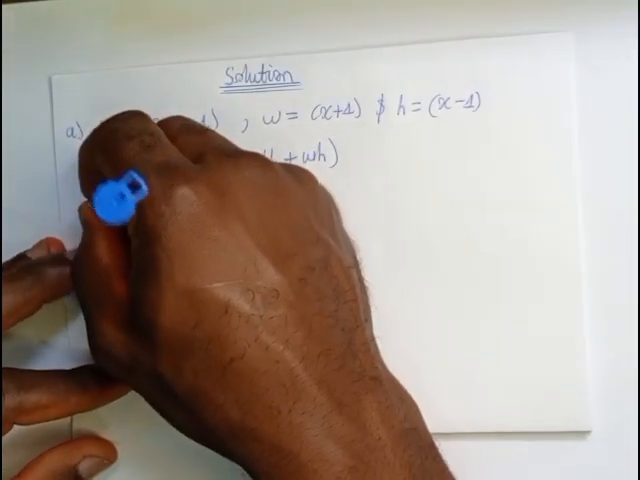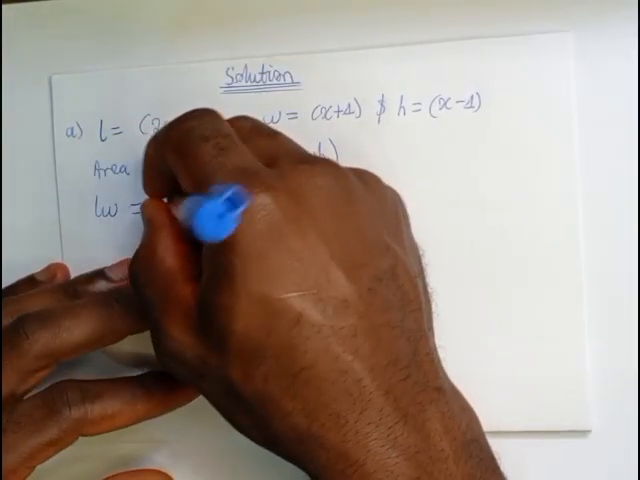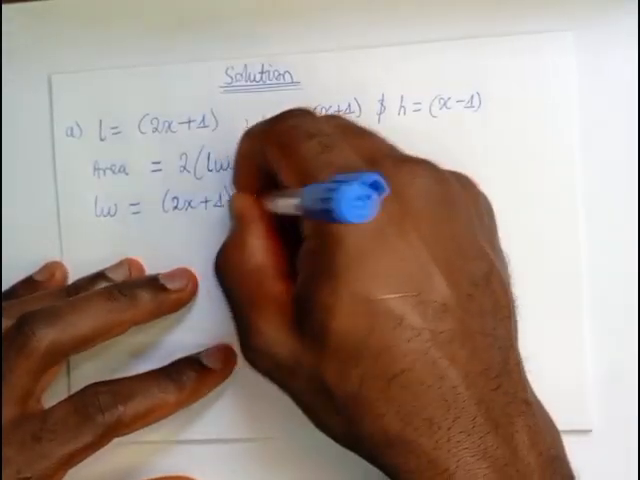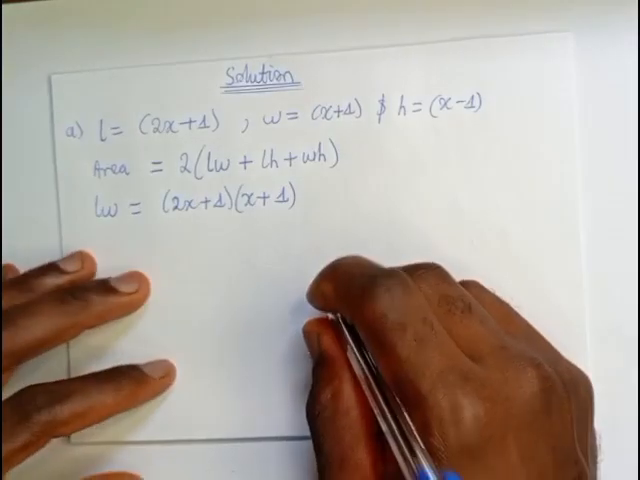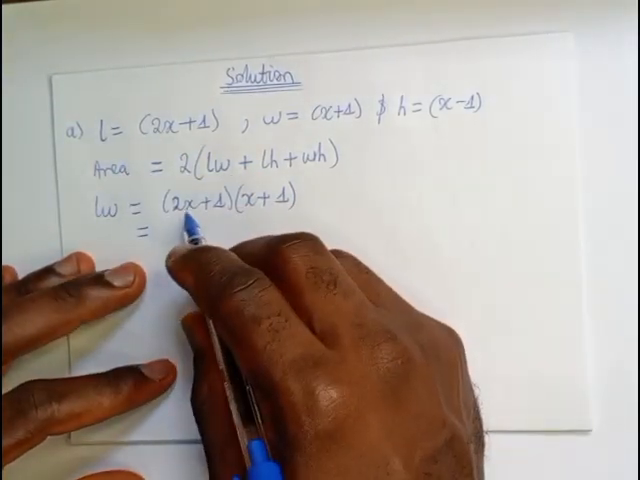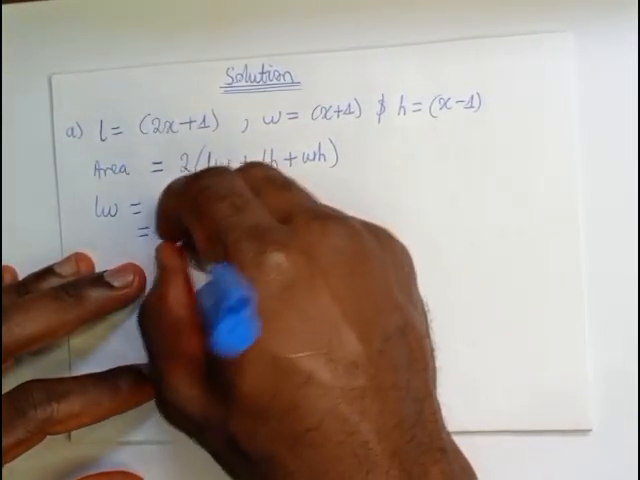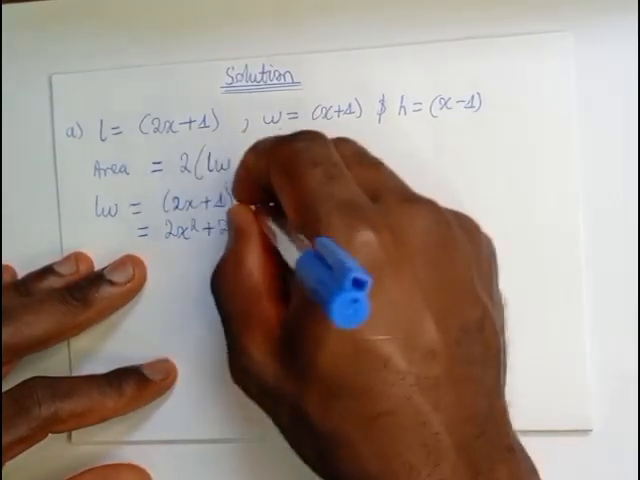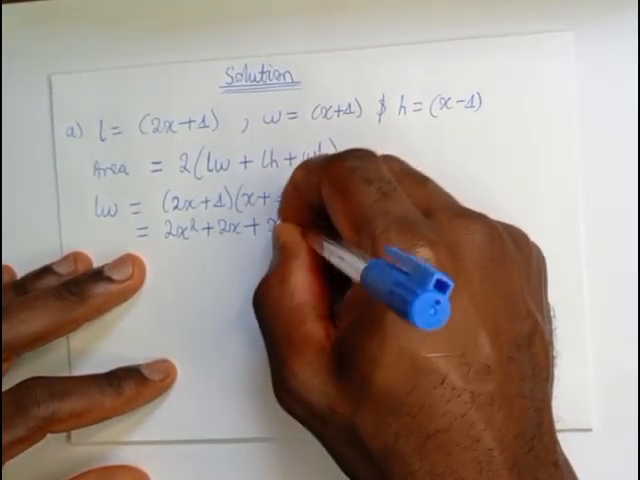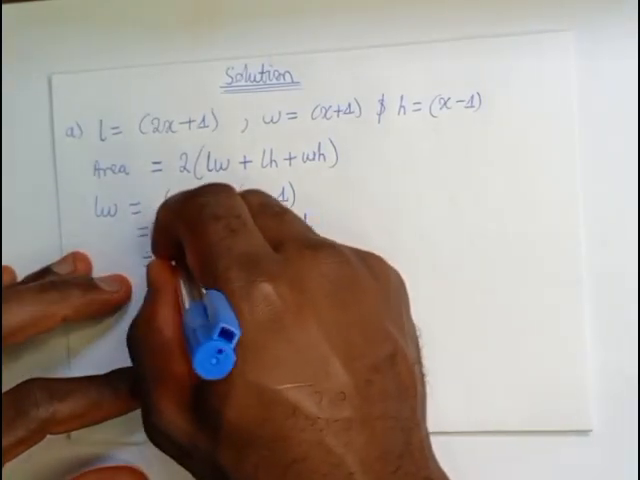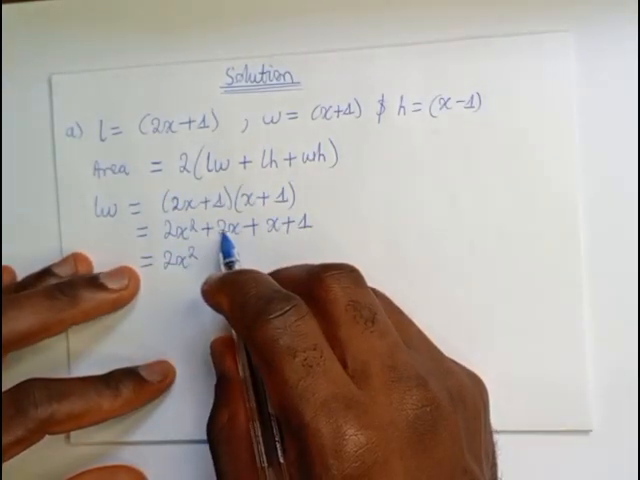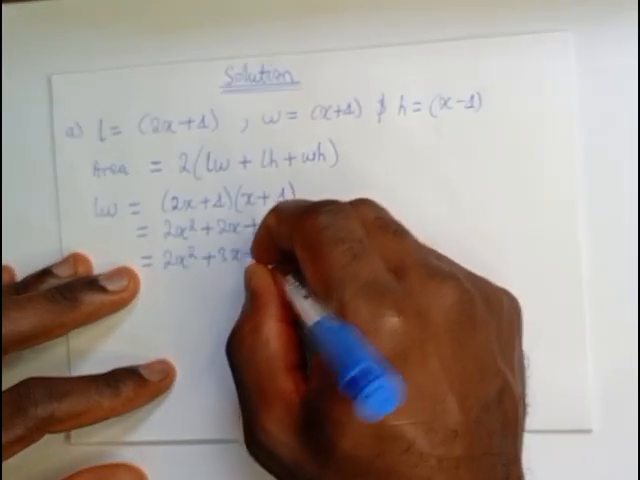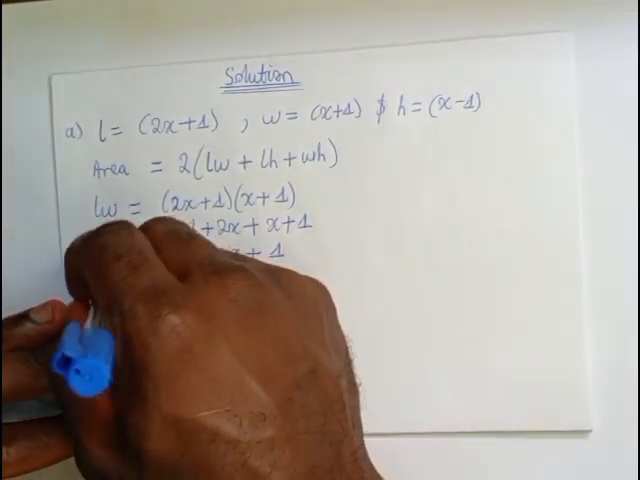First, we take the length times the width. It is simply equal to 2x plus 1 times x plus 1. Expanding this will give us 2x times x gives us 2x squared, plus 2x times 1, 2x, plus 1 times x, x, plus 1 times 1, 1. This will be equal to 2x squared plus 3x plus 1.